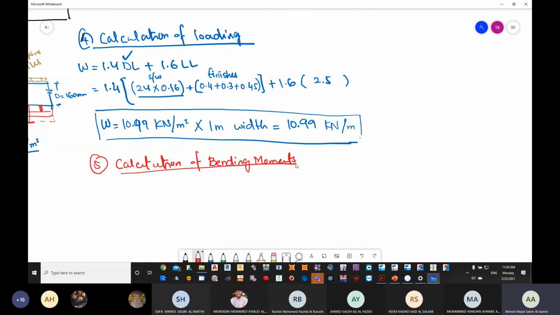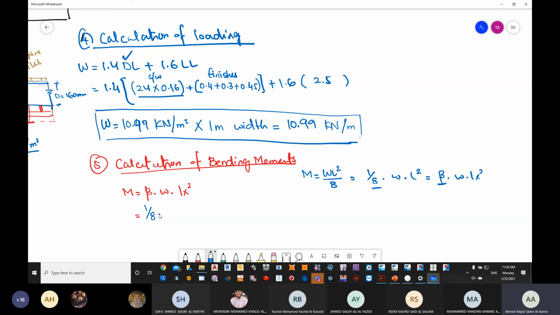Now what is the equation of bending moment? The equation is M equals beta multiplied by W multiplied by Lx square. Beta is how much? Since this is simply supported, our beta is equal to 1 over 8. If you remember, moment is equal to WL square over 8, which can be written as 1 over 8 W into L square, which is the same as beta W Lx square. So our beta is the same as 1 over 8.